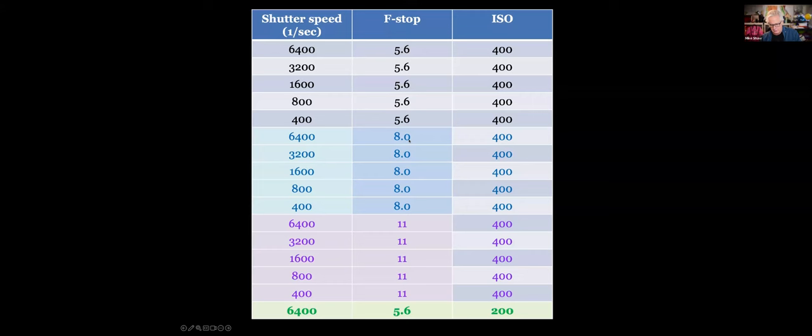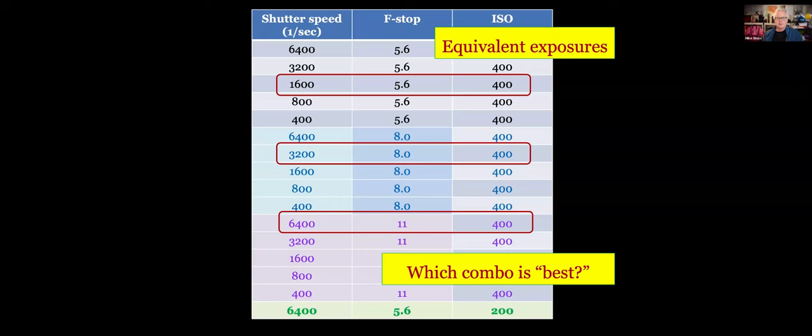Now, okay, Mike, that's a lot of stuff going on. How do you deal with that? Well, what's interesting is that, as just one example, the three shots that I've outlined in red all have the same equivalent exposure. They just have different combinations of ISO and aperture. They're all shot at the same shutter speed and aperture. So which one is the best?